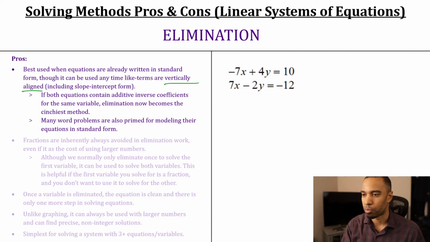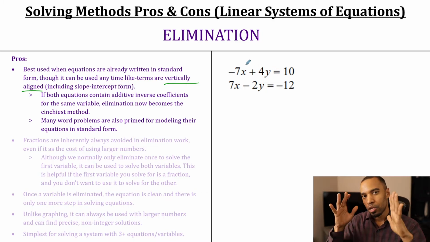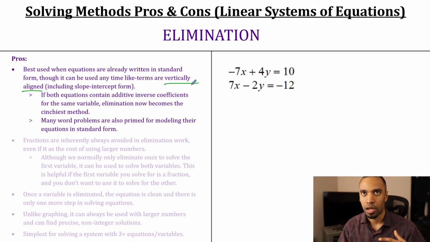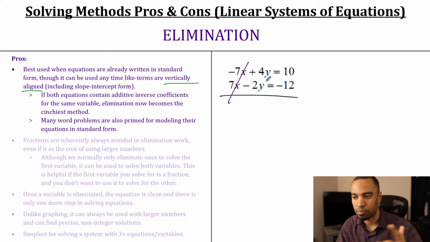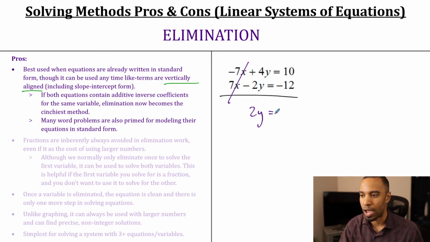If we look at this example right here, these are both in standard form, and the x's are aligned, the y's are aligned, the equals are aligned here. So when we use the elimination method, we kind of add down the list, right? We just go straight down the slot here, and we say, okay, these two cancel because they're right on top of each other, and then I get this 2y equals -2, stuff like that. I can get there, boom, right there.